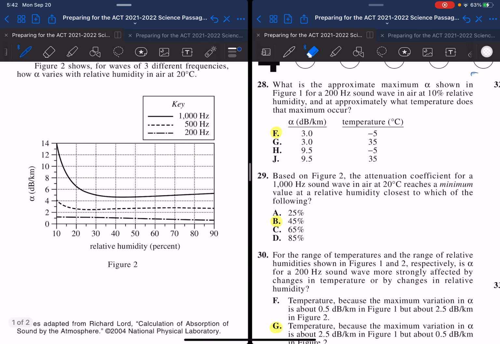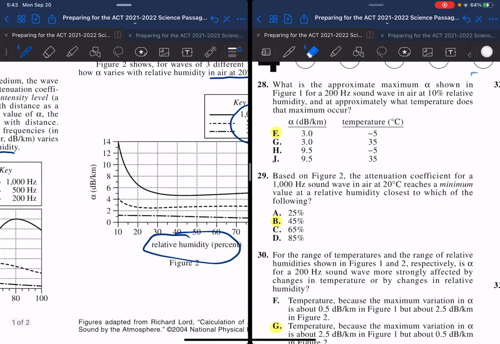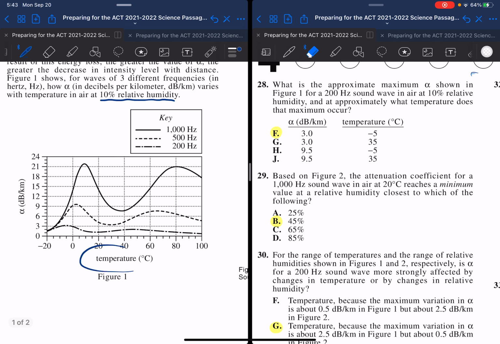Now that's different from figure 2, because here they show waves at 3 different frequencies, how A varies with relative humidity. So here the humidity is now different, and we're looking at how that affects the alpha. What's kept constant here is the air temperature, 20 degrees Celsius. So anytime you have a graph, you want to know what the variables are. Here we've got relative humidity and frequency, but then we also have the constant. Back over here in figure 1, our variables are temperature and frequency, but humidity is kept constant.